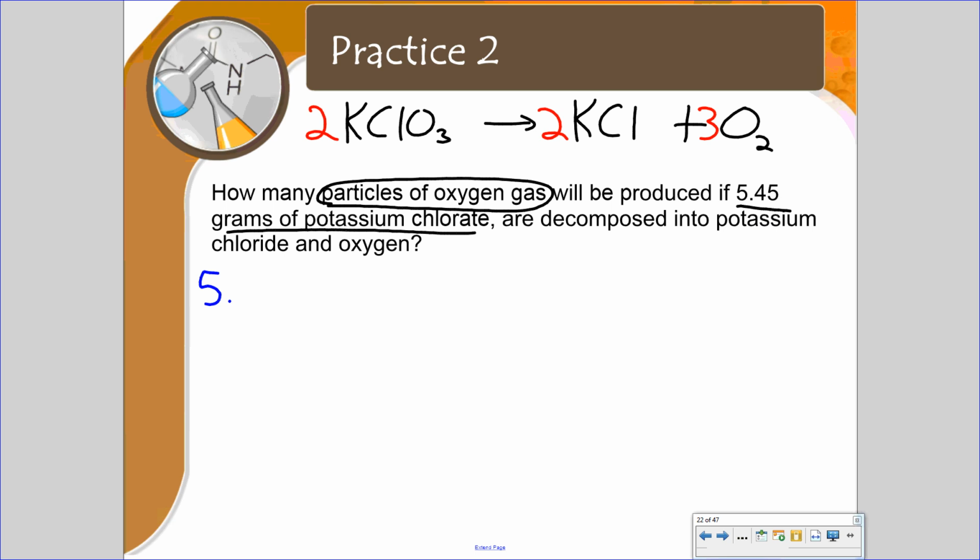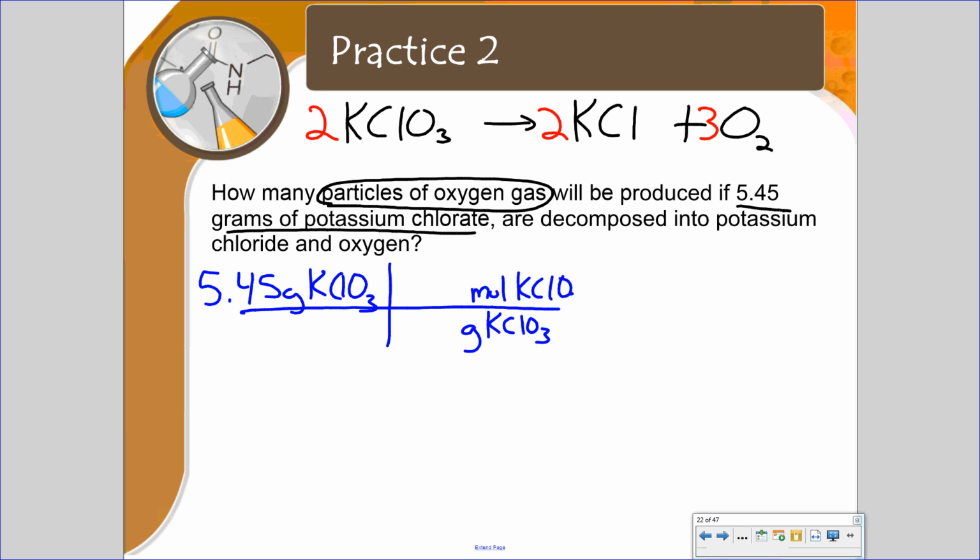So we have 5.45 grams of potassium chlorate, and whatever unit's up top comes down on bottom. If you're not in moles, you need to get to moles. That's what I'm going to do here. And the relationship is that 1 mole is equal to the molar mass, and the molar mass of potassium chlorate is 122.5. Now if we stop here, the answer would be moles of potassium chlorate, but we want oxygen, so we have to keep going. Whatever unit's up top comes down on the bottom.